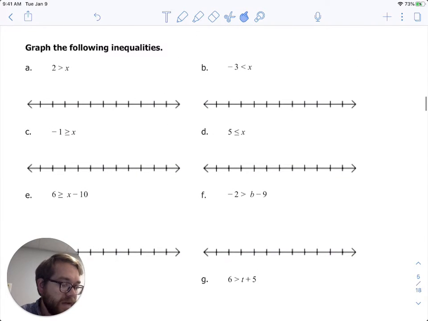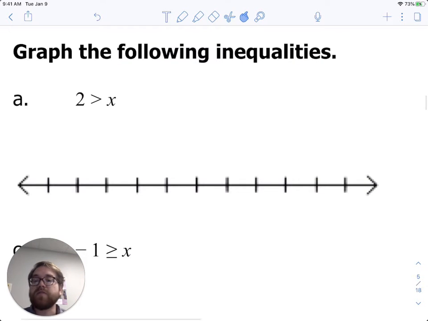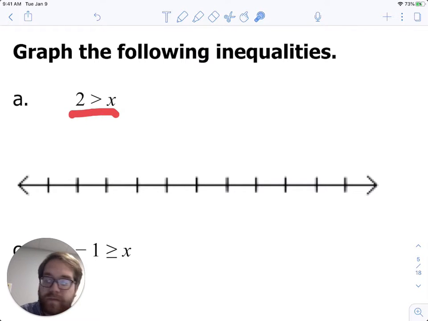So let's look at A first. A says 2 is greater than x. Again, we can notice that the variable's on the other side. So how would we graph that? What would that look like? There's a couple different ways you could approach it. One is just read it backwards. You could say that x is less than 2, and that would tell you which way your arrow is going to go.